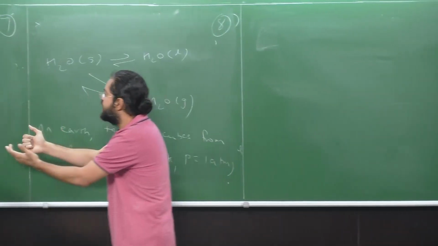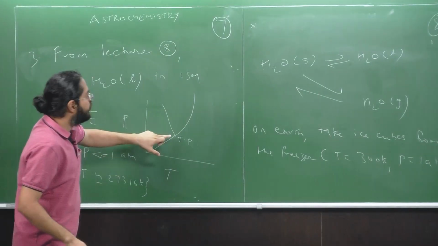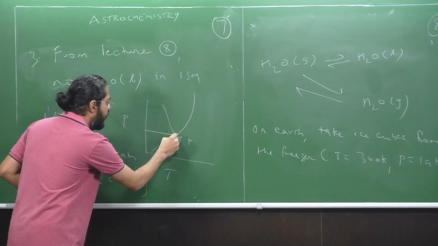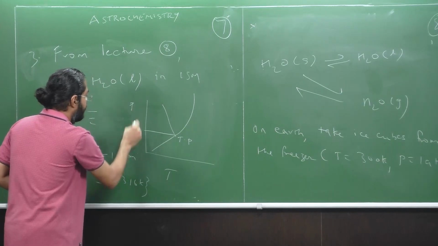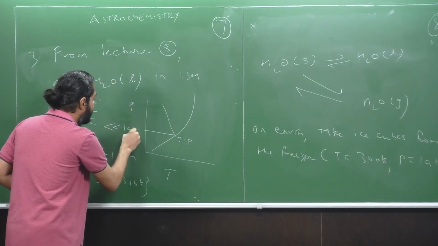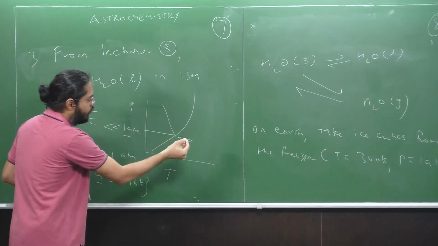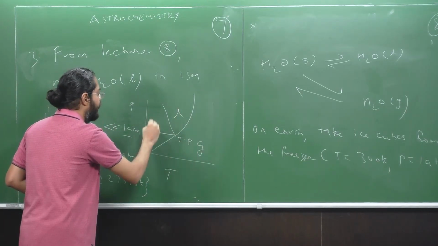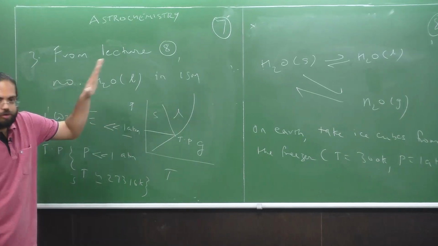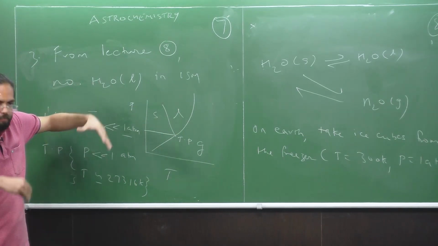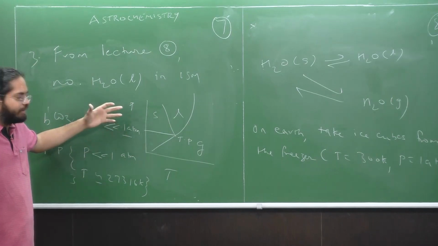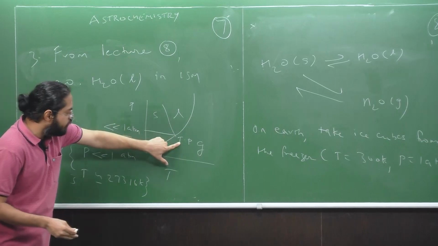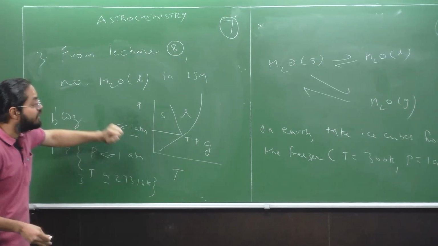But according to the vapor pressure, look at the coordinates of TP. This point is less than 1 atm. And what is this? This is the gas phase, this is the liquid phase, and this is the solid phase. That's what we looked up from the phase diagram. So this specific point TP, the pressure is less than 1 atmosphere.